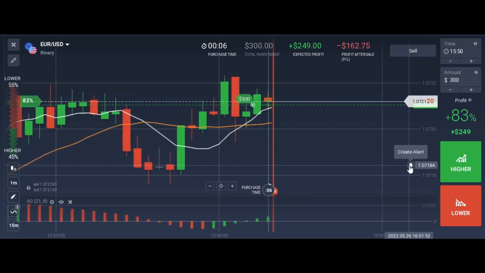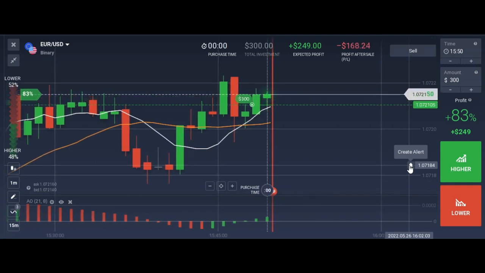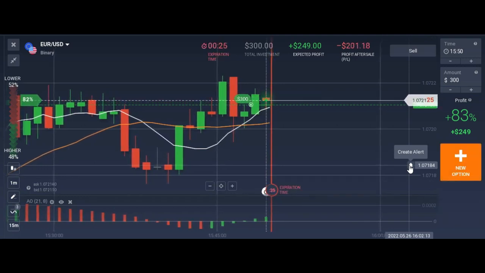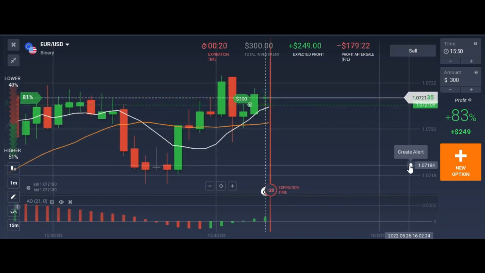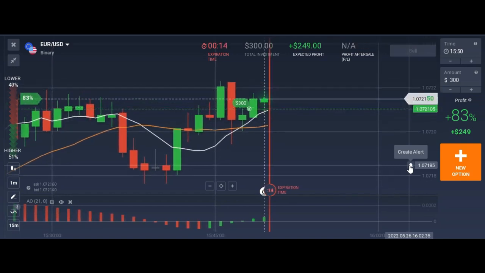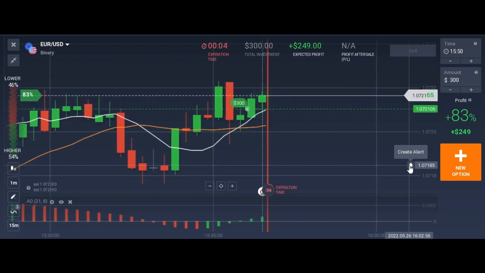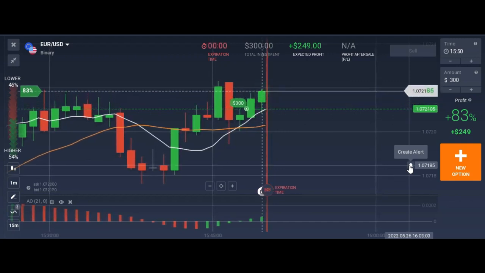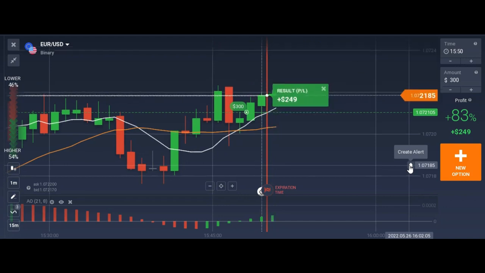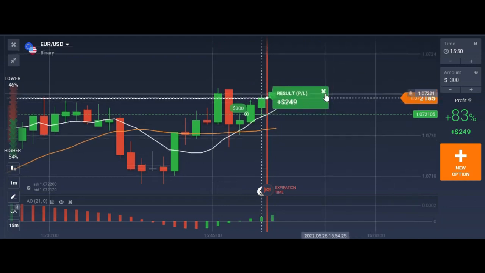There is little left for the operation to end. In my experience, it's a strategy that has given me very good profits and I use it in the normal market. We won $249 in just 2 minutes.